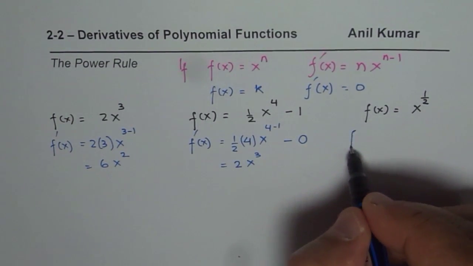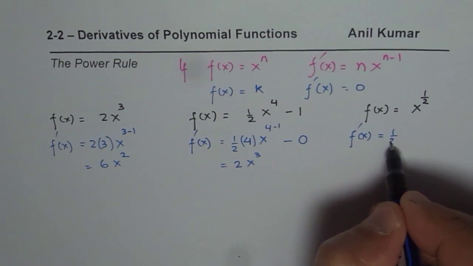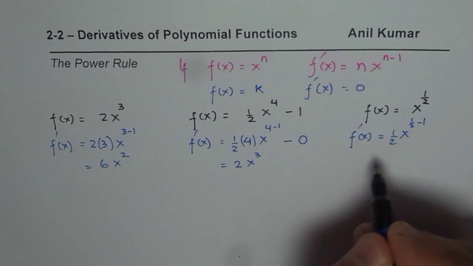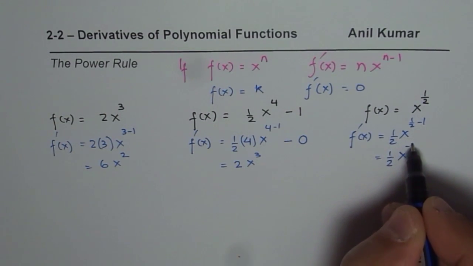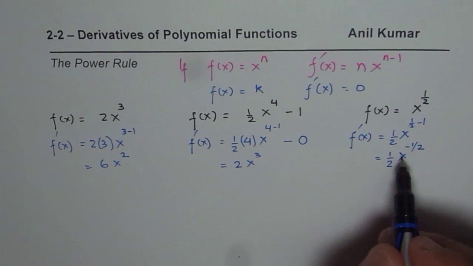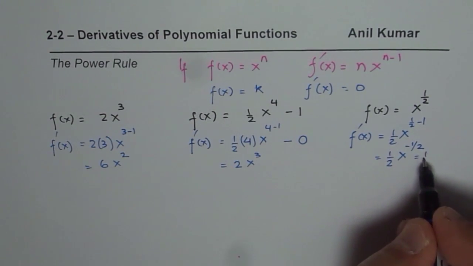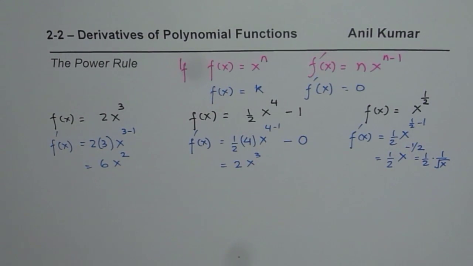Here the derivative will be f dash x is equal to half, that is the value of n, x to the power of half minus 1, and that gives you half x to the power of minus half. At times you may be required to write this with positive powers. In that case you could write this as half times 1 over square root of x. So that is the same thing. So that is how you can answer these questions.